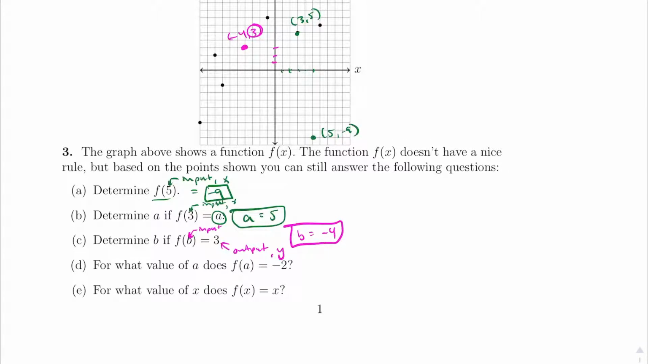For what value of a does f of a equal negative 2? In this case, a is the input, which would be the x-coordinate, which is also unknown in this case because it's a. And this time, the output is negative 2, which is the y-coordinate. So we're wanting negative 2 on the y-axis. The point there is negative 7, negative 2, so it must have been that a was negative 7 to get an output of negative 2.